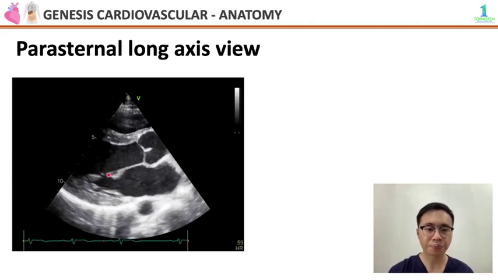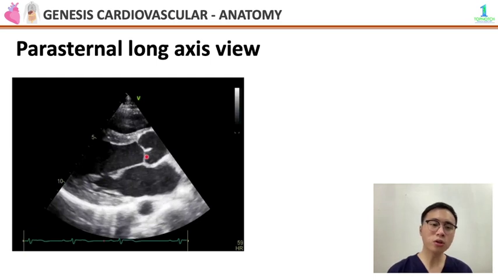So from the LV, there is a pathway going out. You have the left ventricular outflow tract. Of course, this will now lead to the aorta. So, from the LV to the aorta, what valve is here? This would be your aortic valve.